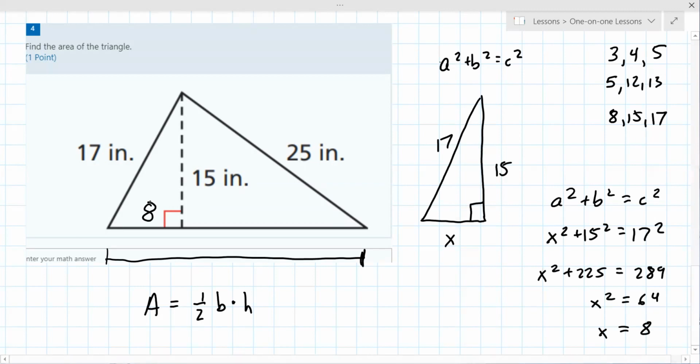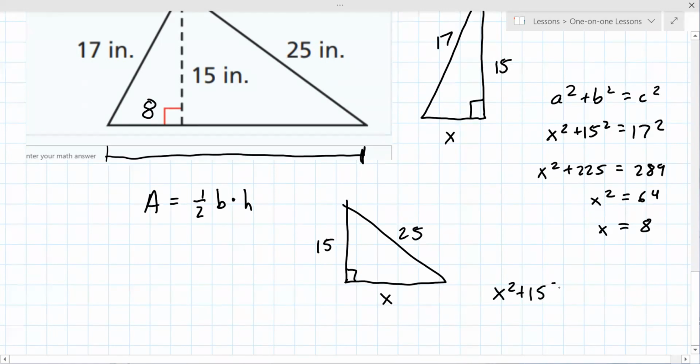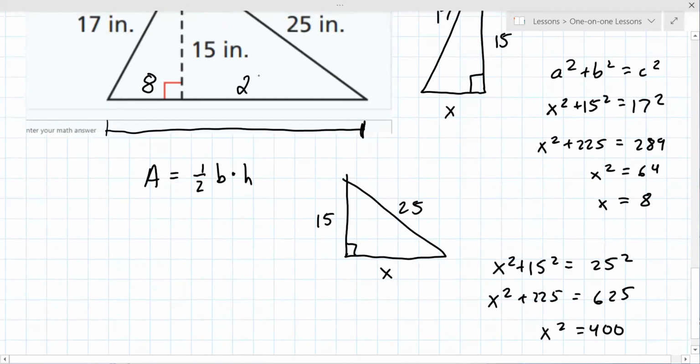So then you do the same thing on the other triangle. Exactly. So that one I'll put down here 15. I'll call this x again. It doesn't matter. X squared plus 15 squared equals 25 squared. So we have x squared plus 225 equals 625. X squared equals 400, and you find that x equals 20. So now that you have those values, now you have the base. The base is these two values added together, 28.